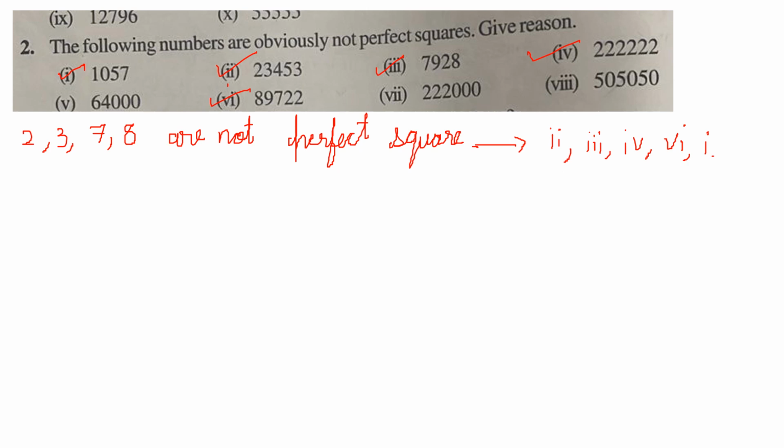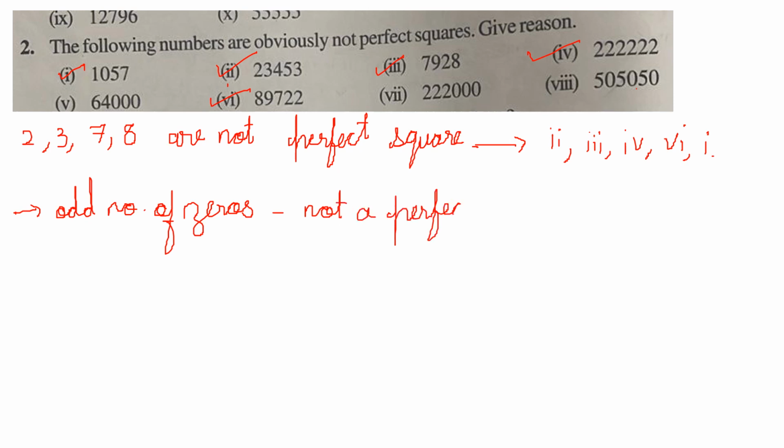The fifth, seventh and eighth numbers are ending with zeros. So there is another rule which we have seen with respect to zeros. If a number is ending with an odd number of zeros, then it is not a perfect square. This is another rule about numbers that are not perfect squares. So based on this, we can give the conclusion for the fifth, seventh and the eighth questions.